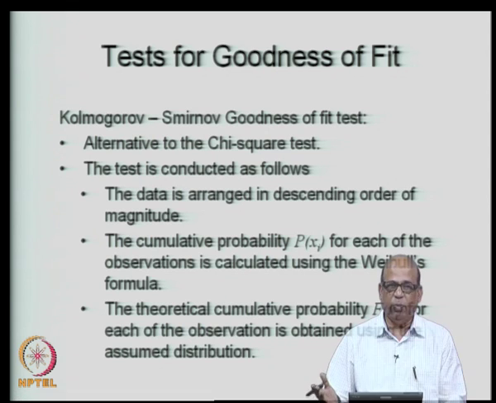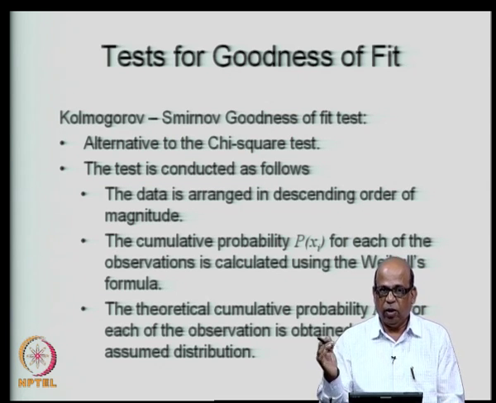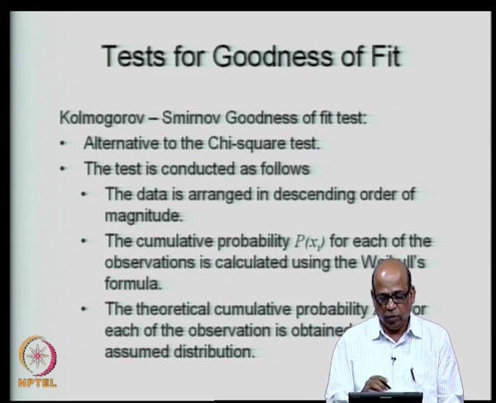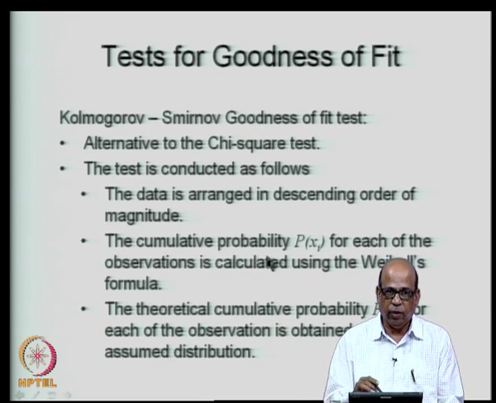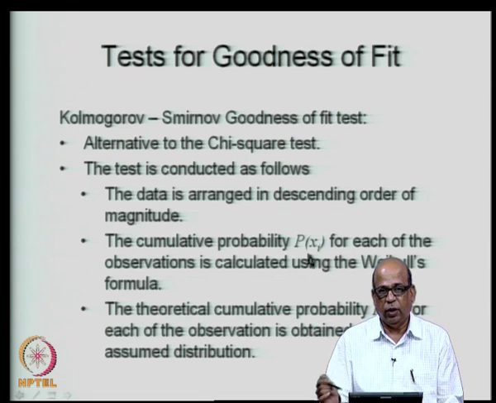What is the Weibull's formula? It is small p equal to m divided by n plus 1. This is what we discussed in the last class. It gives the probability of X being greater than or equal to a particular value of x. But we want the cumulative probability, that is F of x, X being less than or equal to x, and therefore we take 1 minus p and get the cumulative probability associated with that particular value x i.